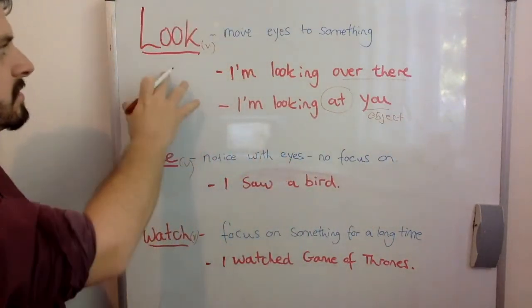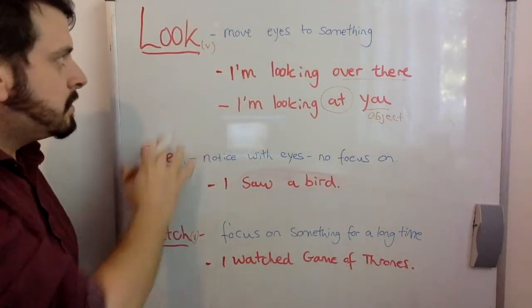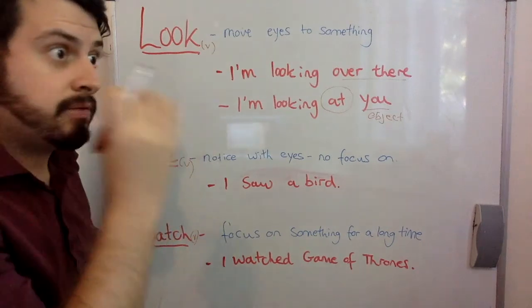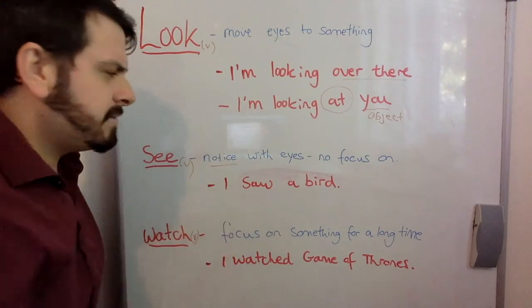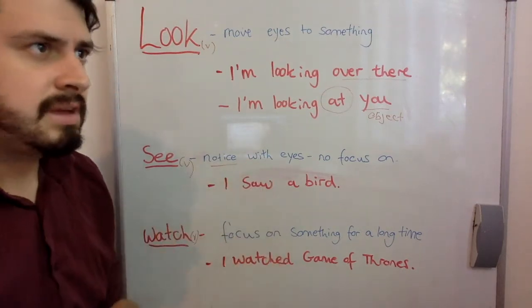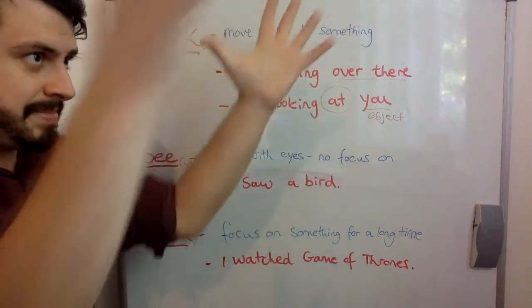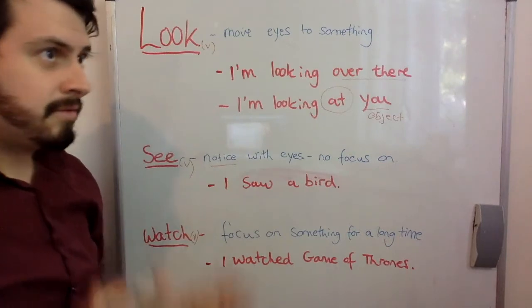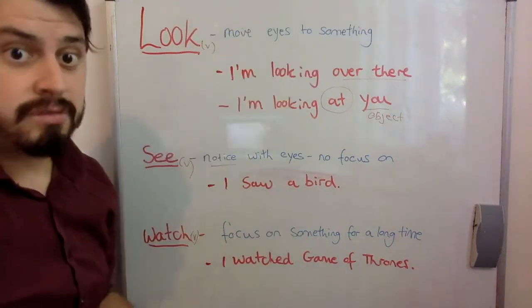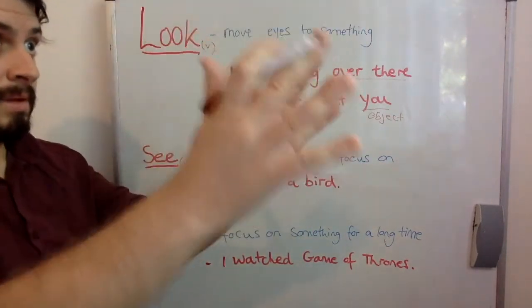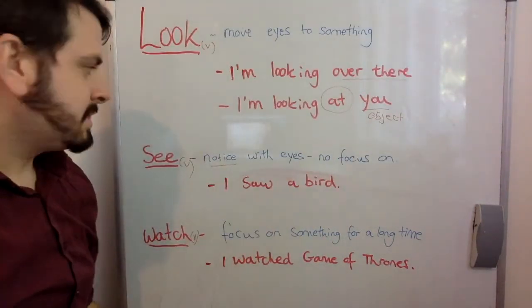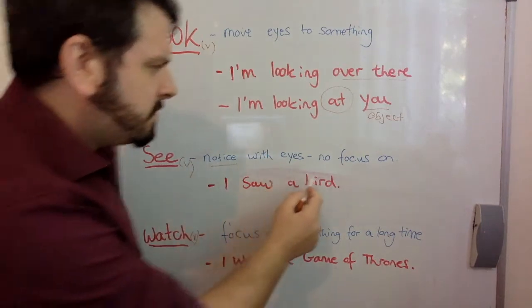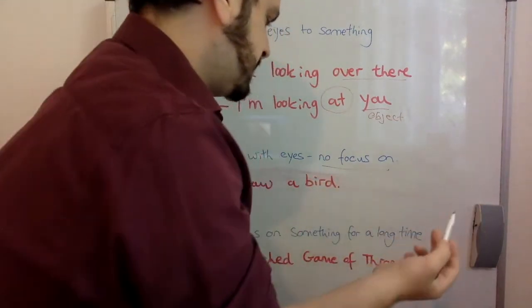Now, what is the difference between look and see? Well, when we look at something, we move our eyes towards something. But when we see something, we just notice it with our eyes. So we don't move our eyes towards it. It's just in our vision, right? So from here, you can't see, but I can see a tree. But it's just because my eyes are this direction and it's just in my vision. So we notice something with our eyes, we've got no focus on it.